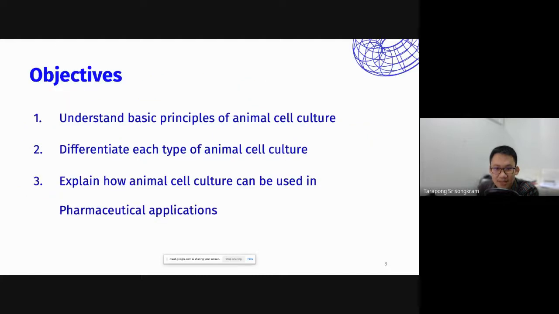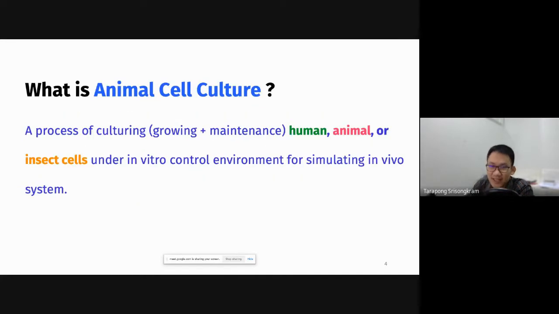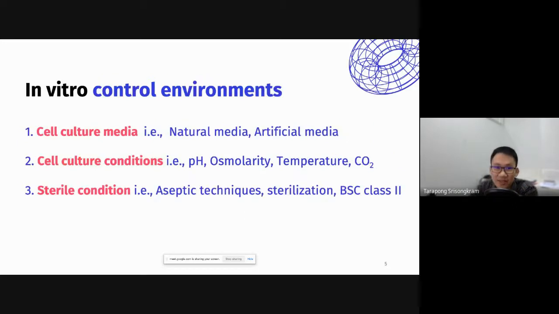So, what is animal cell culture? Animal cell culture is a process of culturing, growing, and maintaining human cells, animal cells, or insect cells under an in vitro controlled environment that simulates the in vivo system. The in vitro controlled environment consists of the cell culture media, the cell culture conditions, and the sterile condition.